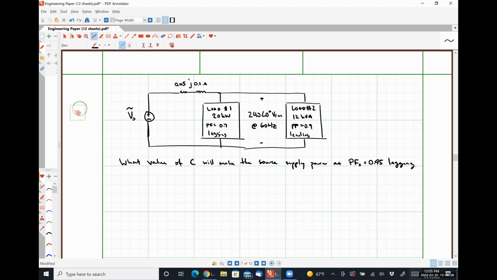So effectively, what I am saying here is we are going to install some capacitor C in parallel with our source. That's usually where we actually apply our power factor correction capacitor bank. It usually doesn't make sense to correct the power factor of individual loads. We want to correct everything downstream from our transformer.